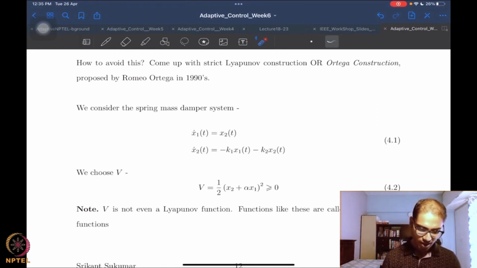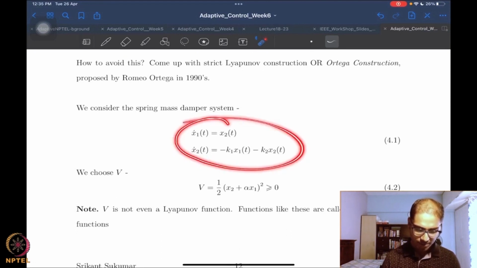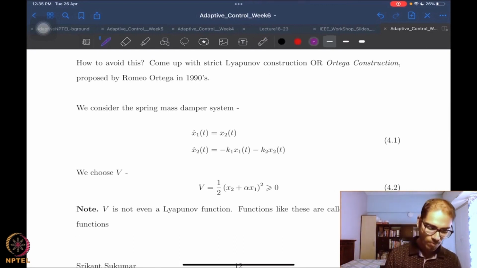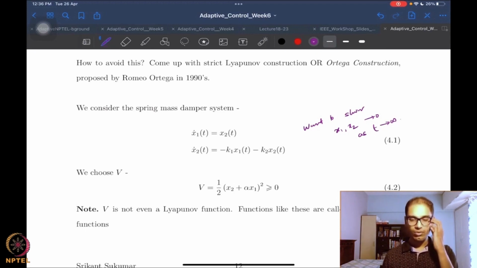If you consider the spring mass damper system, let's not look at the system we had, but a simple spring mass damper system. Suppose that we want to prove that x1, x2 both go to 0. We want to show x1, x2 converge to 0 as t goes to infinity.